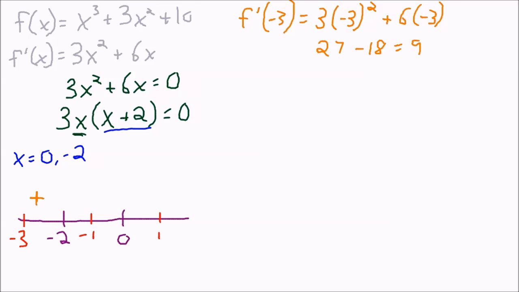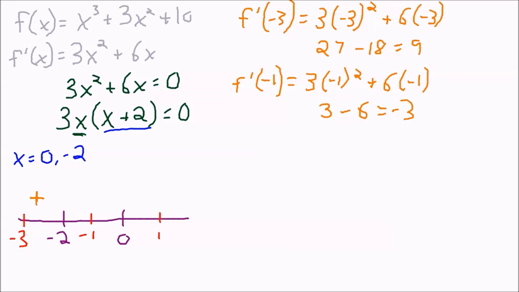Alright, now let's try the interval negative 2 to 0. We're going to plug in our negative 1 value. So f prime of negative 1 gives us 3 times negative 1 squared plus 6 times negative 1. Negative 1 squared is 1, so this is simply 3. And then 6 times negative 1 is negative 6, so 3 minus 6 gets me a negative 3. So the slope between negative 2 and 0 is negative.